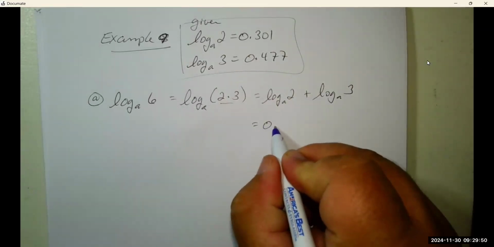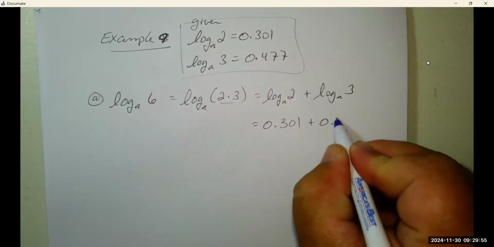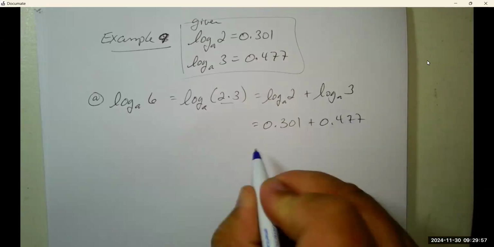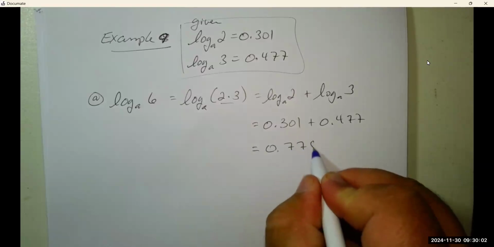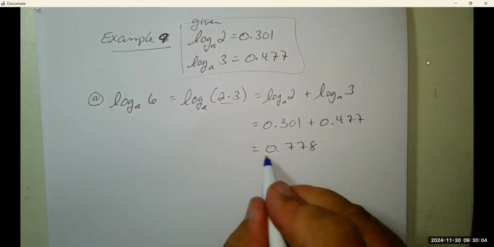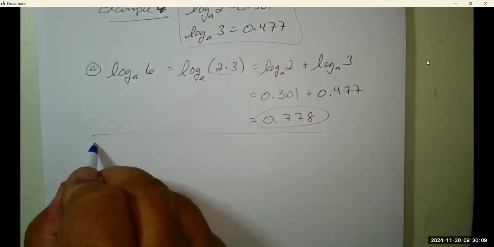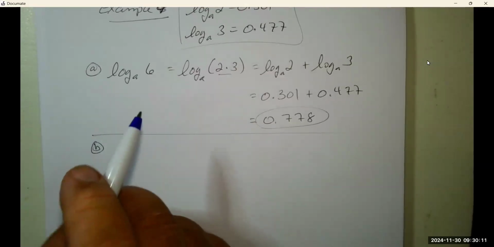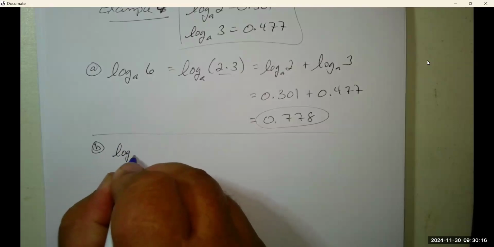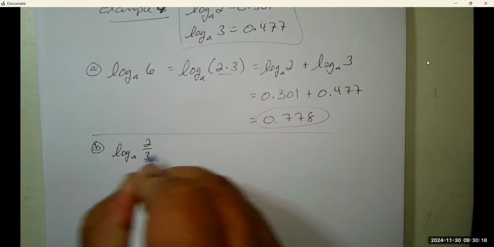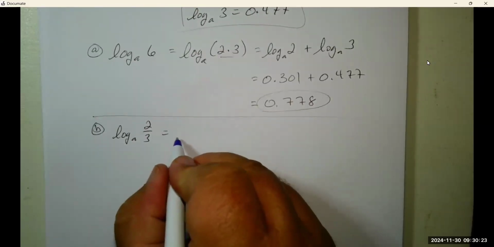So log base a of 2 is 0.301 plus 0.477, which is 0.778. So as you can see, our objective here is to take what we have and use the rules and properties to simplify it.